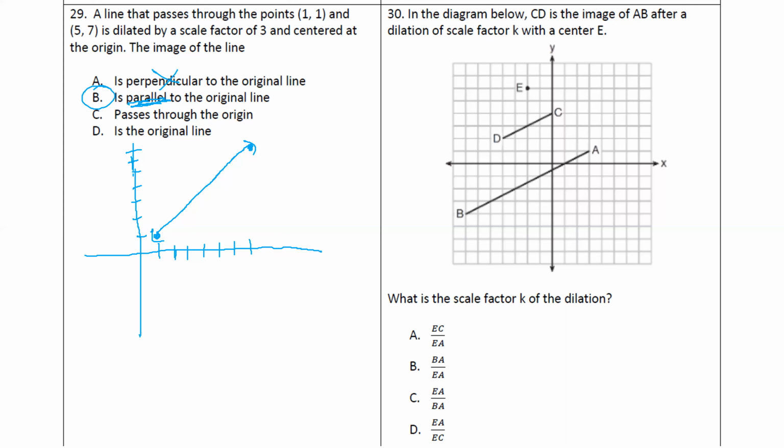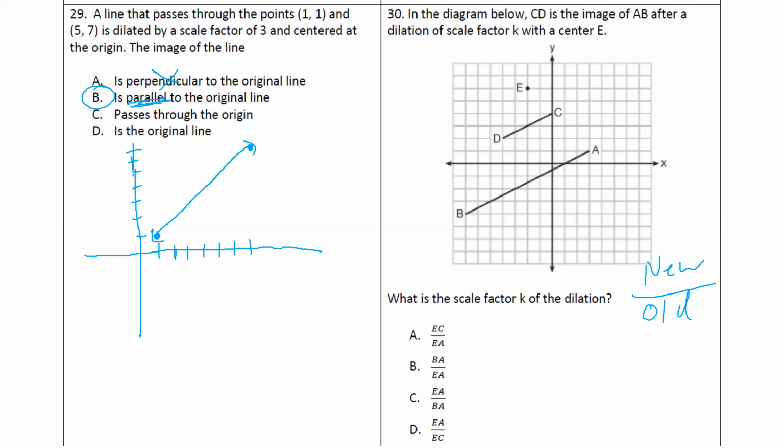And let's go over to 30. Same idea. We have our image. Wait, which one is the image? CD is the image. AB is the pre-image. They want to know how we could figure out our scale factor. Remember, we always do new over old. So new goes on top, old goes on bottom. So an easy thing would have been DC over AB. That was an option.